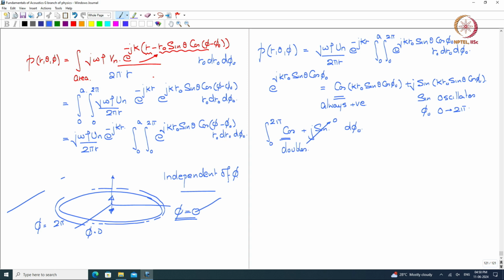So we will again write this as j omega rho un e to the power of minus j k r by twice pi r, integral 0 to a and integral 0 to pi, twice cos of (k r0 sin theta cos phi 0), then r0 dr0 d phi 0.